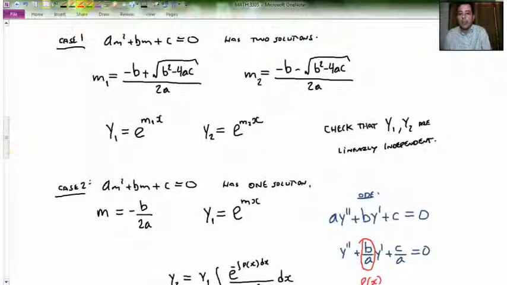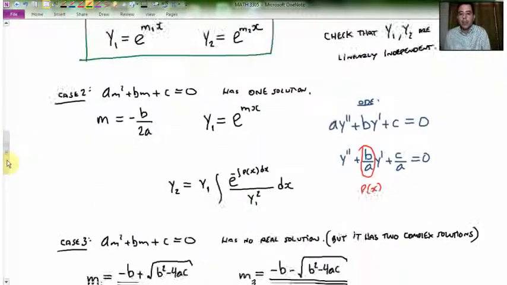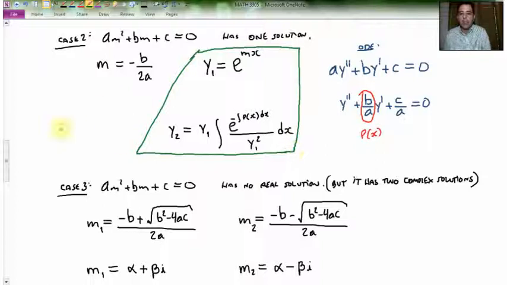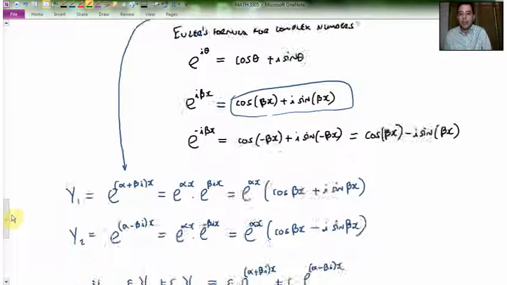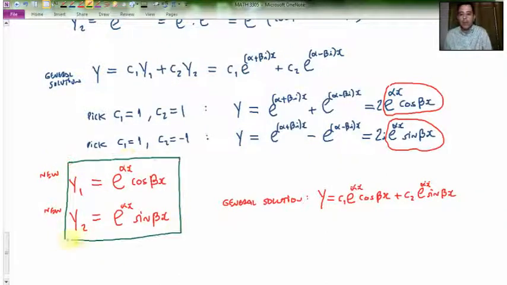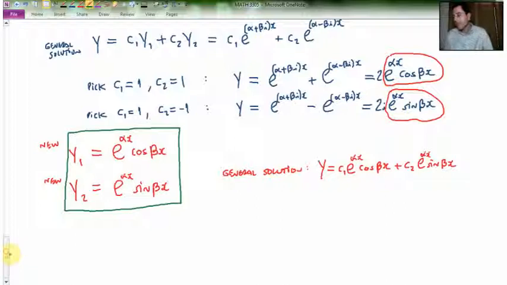Okay, let me summarize this. Case number 1, very easy. We get the two solutions of the ODE. Second one, we get the two solutions because when we solve that quadratic equation, there's only one solution, but we can easily get the second one from the first one. And when it's imaginary solutions, or complex solutions, then here we have the two solutions. Okay. Then you can read examples 1 and 2 on page 135. Yeah, take a look at that, and it should be pretty straightforward.